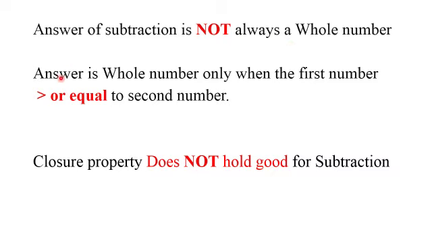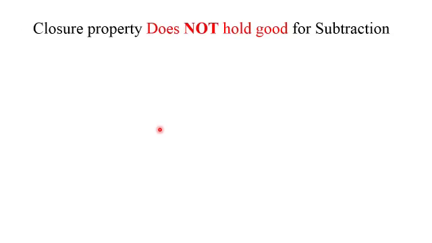The answer is a whole number only when the first number is greater than or equal to the second number. So the closure property does not hold good for subtraction. Students, does not hold good means it is not satisfied. The closure property is not satisfied for subtraction of whole numbers. So students, remember, the closure property does not hold for subtraction.